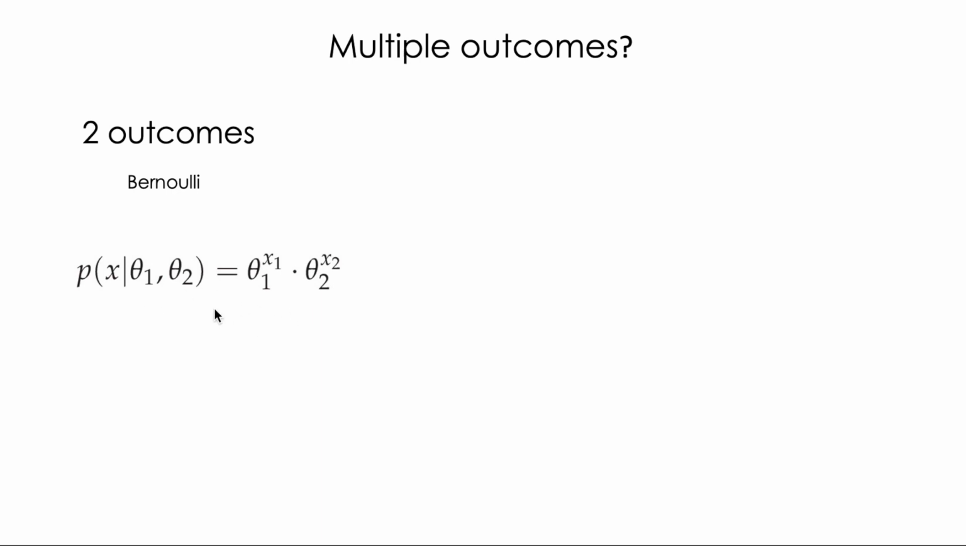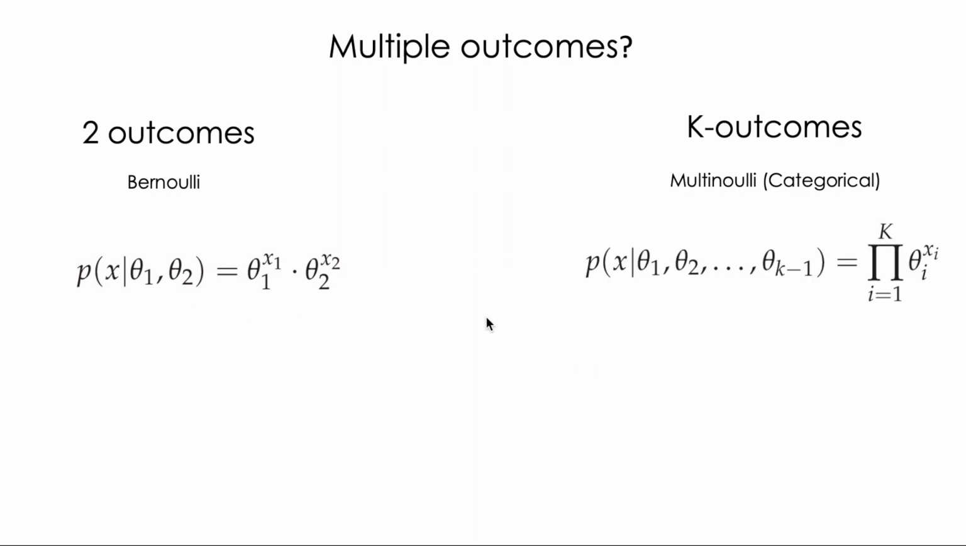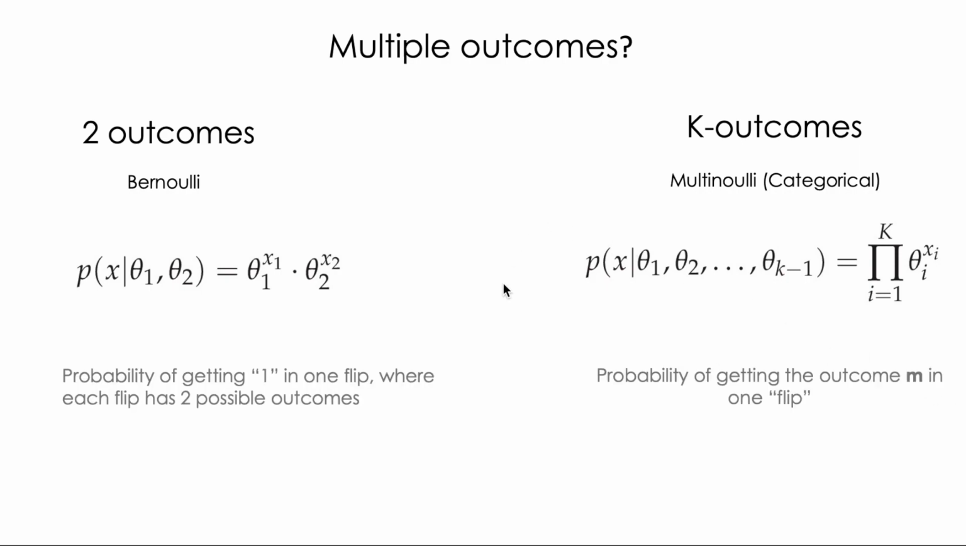How do we extend this Bernoulli equation to more outcomes? Well, it's very straightforward, because in this case it's called the multinomial or categorical, and basically we just have more possible thetas from 1 to k minus 1, and we multiply each of those thetas to the power of the outcome. So we will see that every time we flip and get one result, only one theta is 1, and the others will be 0, right? So in this case, instead of being the probability of getting a success in one flip, it is the probability of getting the outcome m for any of the possible outcomes in one flip.